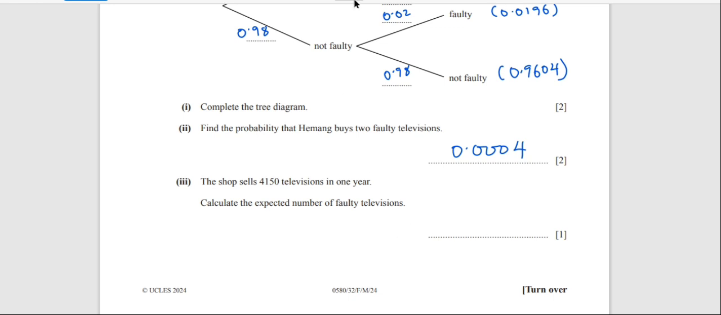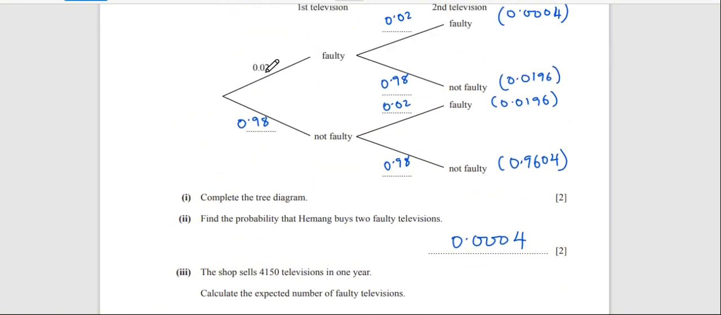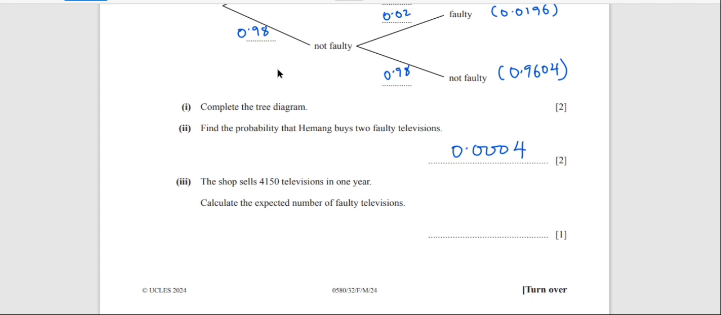Okay, so to find the expected number of 40 television, we look at the probability of 40 television, which is 0.02. So use it and multiply the number here. So I have 4150 and 0.02. So when you multiply that, you are going to have 83. So out of 4,150 televisions, we expect 83 to be 40 from this information here.